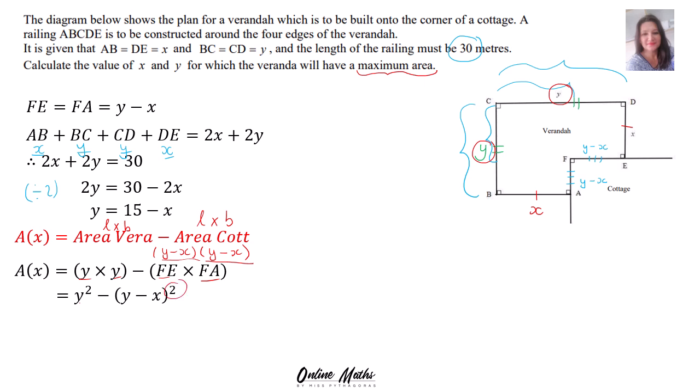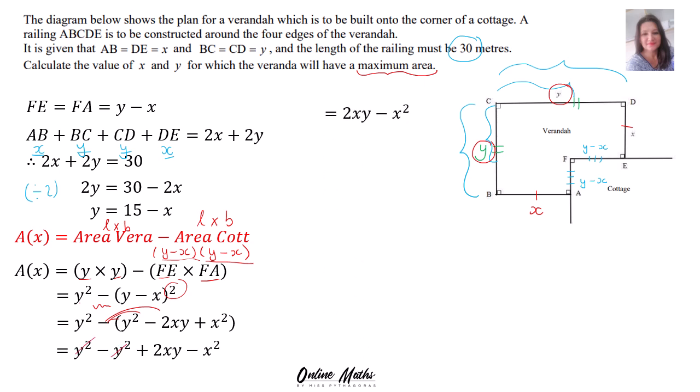And then we will wait with the minus and we will FOIL out Y minus X times Y minus X. We end with that. And then we can multiply in the minus. So we end with Y squared minus Y squared plus 2XY minus X squared. And we can say Y squared minus Y squared will cancel, and we're left with 2XY minus X squared. So in fact, that is the formula for the area.